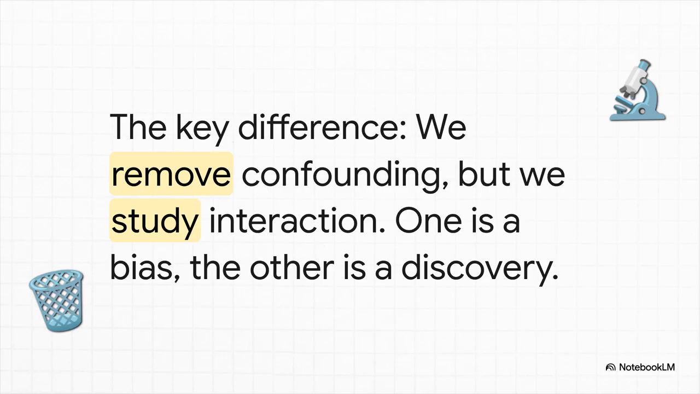So that brings us to the bottom line for any scientist doing this work. Confounding is a bias. It's an error. You have to get rid of it to see what's really going on. But interaction is what's really going on. It's the discovery. It's the thing you want to tell the world about.